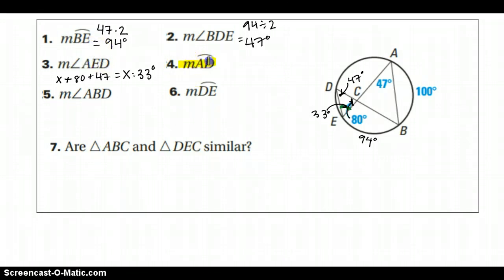For 4, we are trying to find the measure of the arc AD, this arc here. So to find the inscribed angle that is related, you want to go from each endpoint of the arc, see where those meet, and it in fact is at the angle AED. So if we know the inscribed angle, we double it to get the arc. So 33 times 2 gives us an arc measure of 66 degrees.